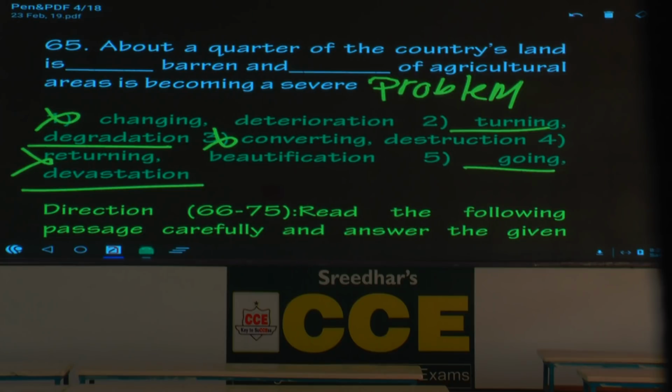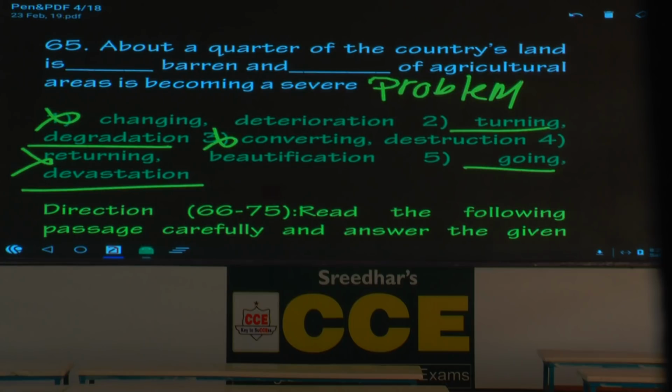Generally, the land turns from one state to another state. That you all must be knowing. It turned fertile, it turned barren, a typical expression. Hold that one. Let's say you have a doubt regarding that. Now, what is the second option here? Degradation. Now, you have to decide. Assume you consider turning, you consider going. Then you have to decide on the basis of the second word in each pair. That means you have to decide between degradation of agricultural areas, devastation of agricultural areas. From a usage point of view, whenever we talk about agricultural land, we use the word degradation. We don't use the word devastation.